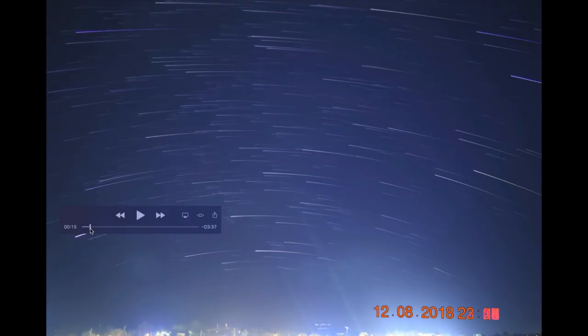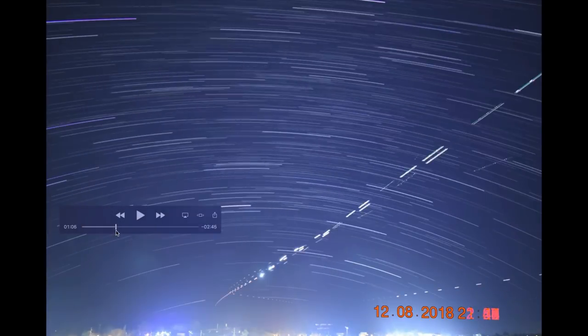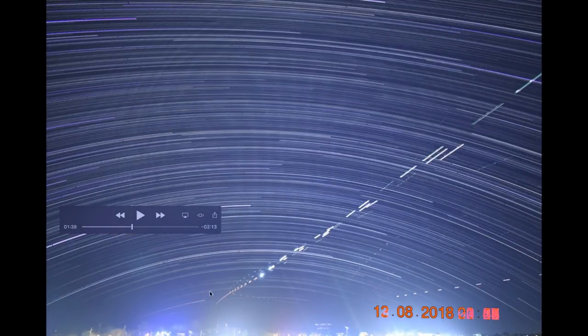Now, as I said, we're looking north from Sydney, Australia, and you can see that now the trails are rotating anti-clockwise looking north, and they are rotating about a point that is very clearly below the horizon. In fact, they are rotating around the north celestial pole, and Sydney, Australia, being 34 degrees south latitude, means that the point around which these stars are rotating is 34 degrees below the horizon.